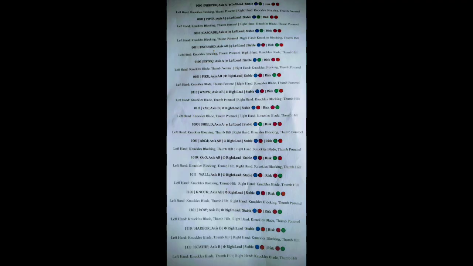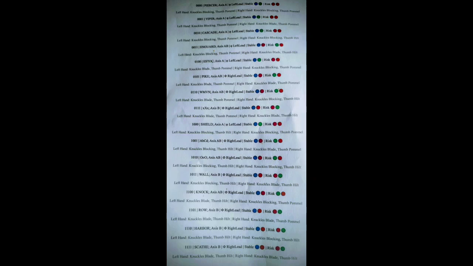Okay, let's unpack that with the extremes, because I think that's where it really clicks. Let's start with Piercer. That's the 0 state, right? 0, 0, 0, 0. Yes, all zeros. That means you have knuckles blocking and thumb pommel in both hands. And what does that mean functionally? What is that posture for? It's all about pure control. The thumb pommel position is relaxed, it's open, it lends itself to really stable defensive setups.